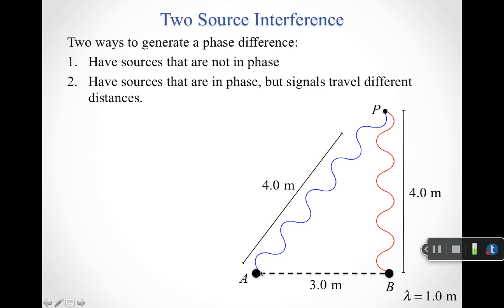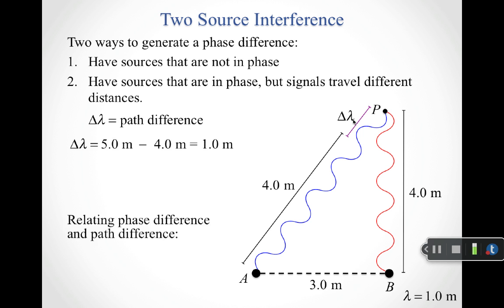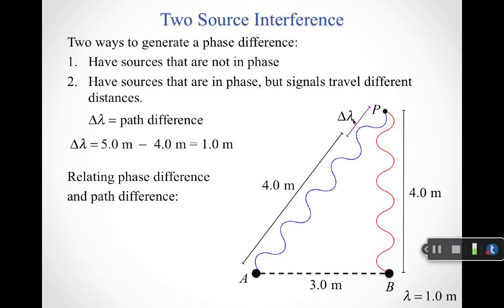So here, again, you'll notice that 4 meters, that's how long the red wave travels. That basically gets me to this point. But I've got an additional distance here that's called the path difference. So we talked about the phase difference, that's delta phi. The path difference is delta lambda. And so what I'm going to care about is when I have two sources that are sending out waves in phase that are traveling different distances. I'm going to care about that path difference because I can relate the path difference to the phase difference.